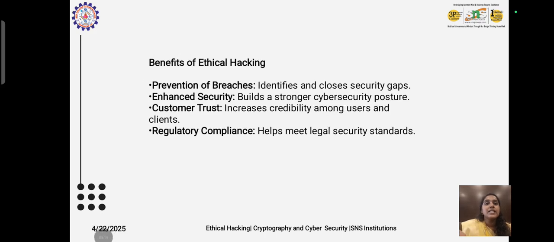Next, finally, let's see a few benefits of ethical hacking. Ethical hacking is used for prevention of breaches, for enhancing security, for customer trust, and finally for regulatory compliance.